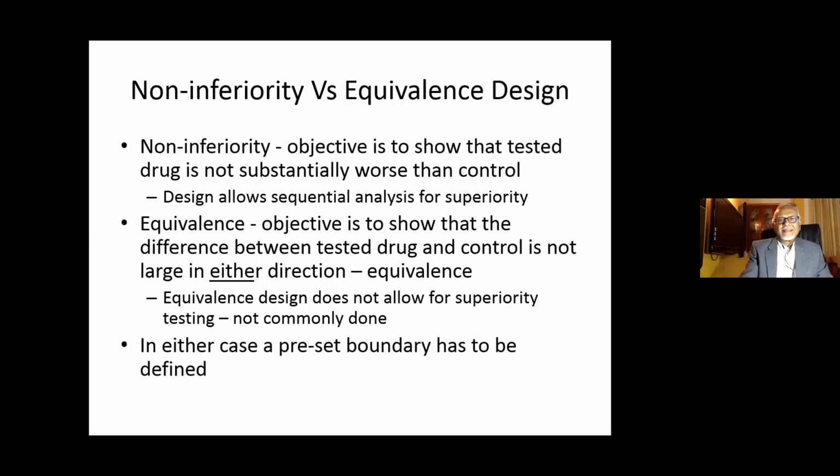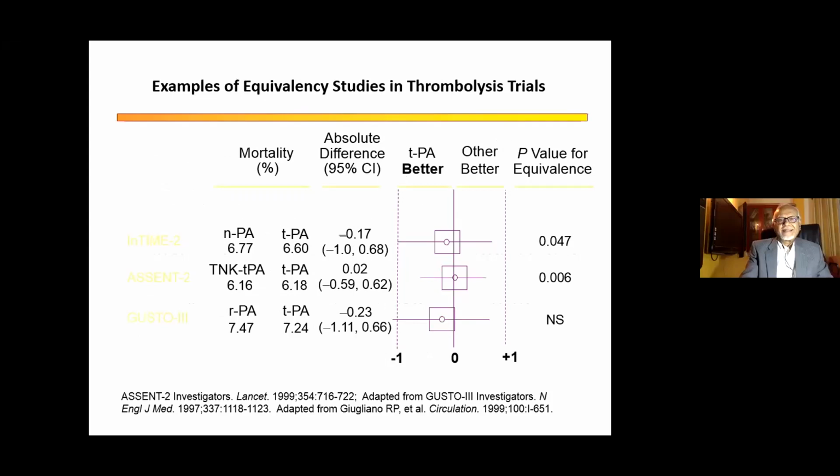It is not very commonly done. It is usually done by pharmaceutical companies when they're producing a new molecule and want to compare it with the old one. As you can see in this small paper by the Ascent 2 investigators, where they tried to compare various forms of the thrombolytic agents with TPA, NPA, tenecteplase, RPA, and they used an equivalence design, and they put both margins and said that all three had equivalence with TPA. So that is where you would use an equivalence design.